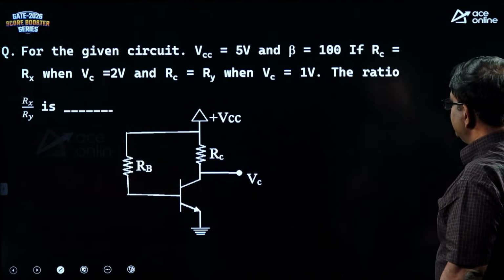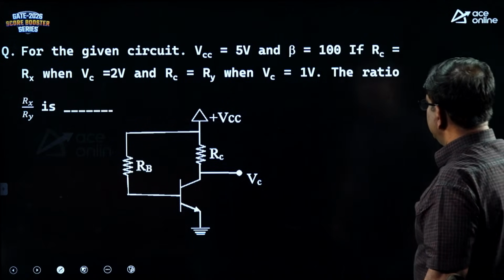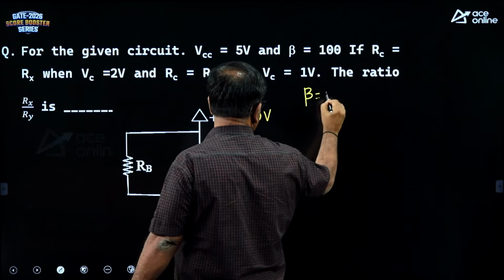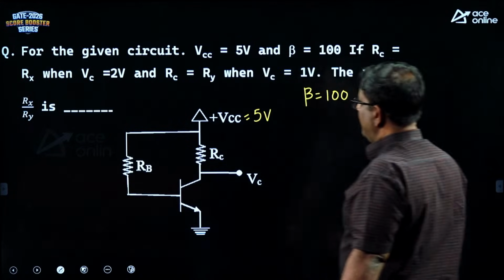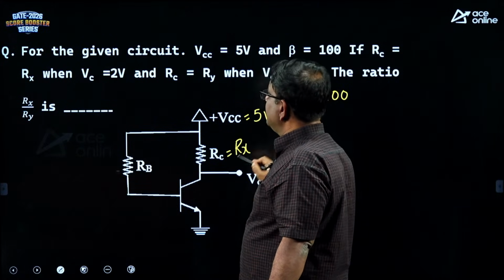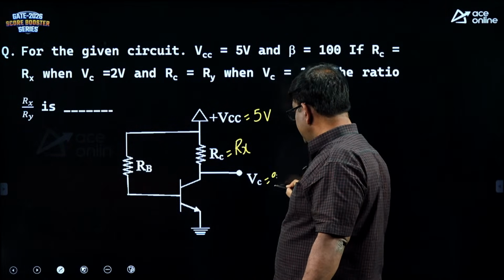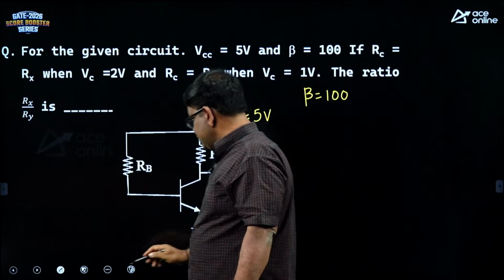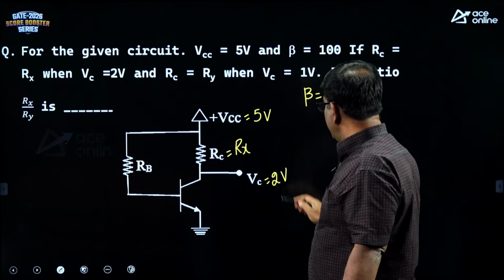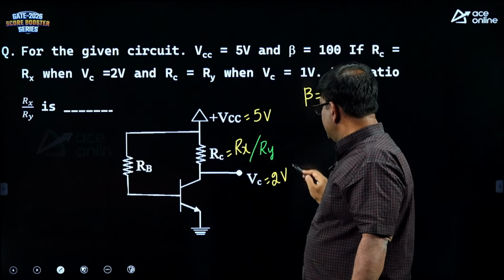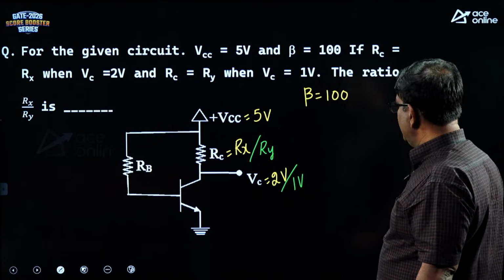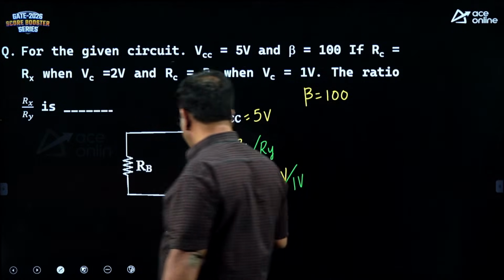In the given circuit, VCC is 5 volts, beta is 100. If RC is Rx, then VC is 2 volts. If RC is Ry, then VC is 1 volt. What is Rx by Ry?